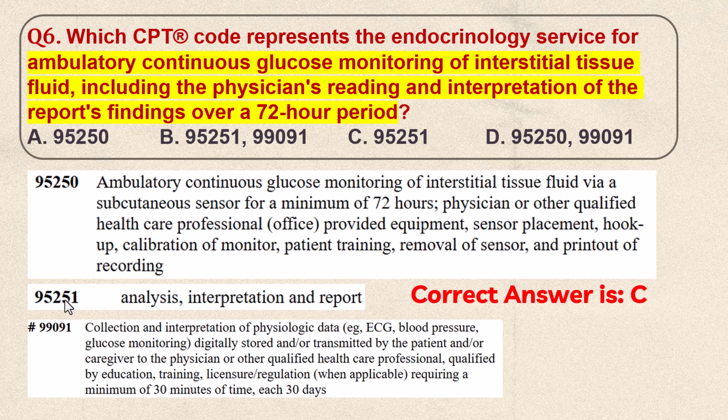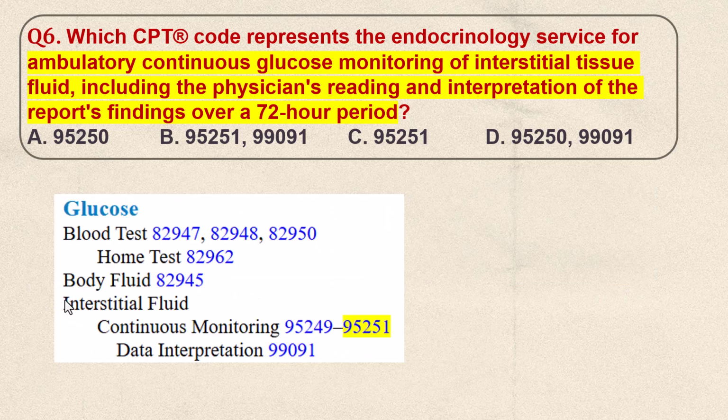If you encounter this case in a real working scenario, you have to go with the CPT alphabetic index. When you go to the CPT alphabetic index, go to the index of glucose. There you have to go to the subcategory of interstitial fluid. In the subcategory of continuous monitoring, it will lead you to the code series of 95241 to 51. Again, go back to the tabular list and confirm the answer. Once you confirm the answer, the correct answer will be answer C.